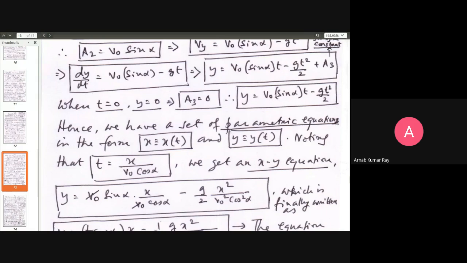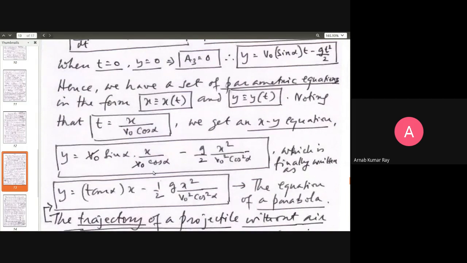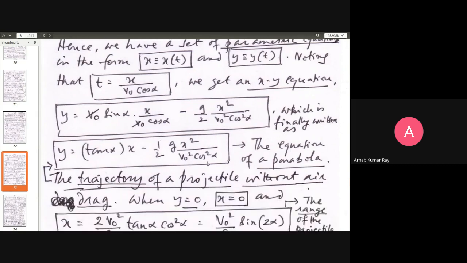So y is equal to v naught sine alpha times t, where t is equal to x by v naught cos alpha. This is what we have. Minus g by 2, t squared. t squared will be x squared by v naught squared cos squared alpha. So v naught and v naught will cancel. Sine alpha by cos alpha will be tan alpha. And this will be minus g x squared by 2 v naught squared cos squared alpha.